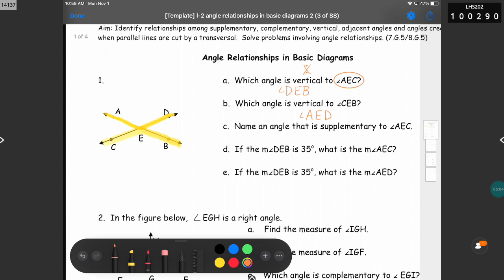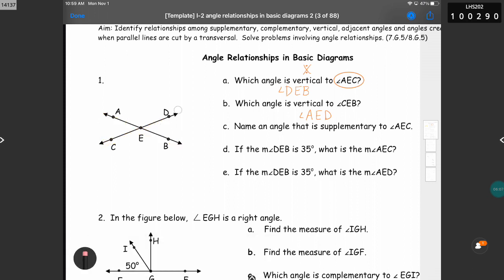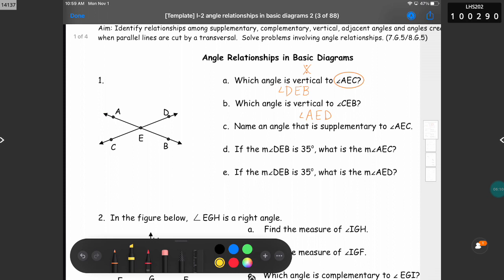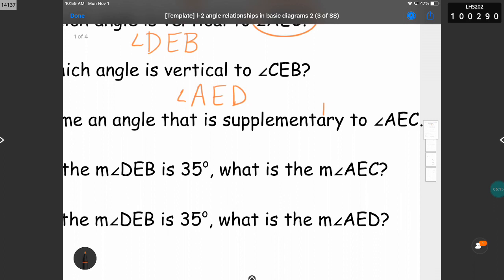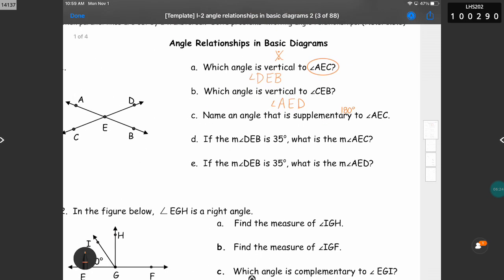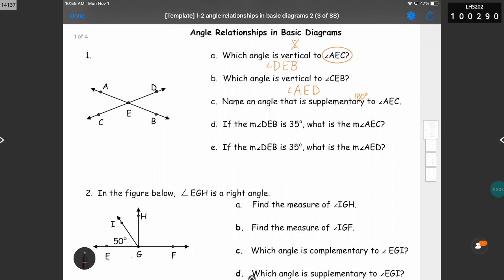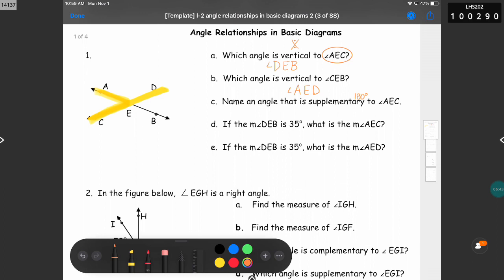All right, once again, I'm going to erase what I have. Name an angle that is supplementary. What does supplementary mean? Supplementary means that it's going to be equal to 180 degrees. Supplementary, straight. So AEC, I'm going to highlight AEC. Which one creates the straight line with AEC? AED. Do y'all see the straight line? Straight line's right there. So this is going to be angle AED.